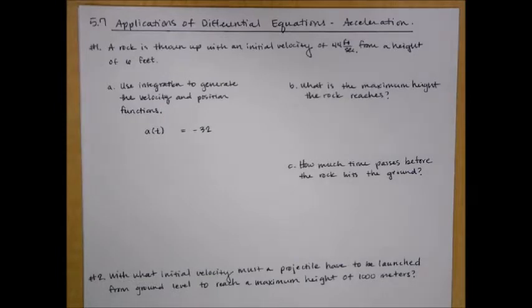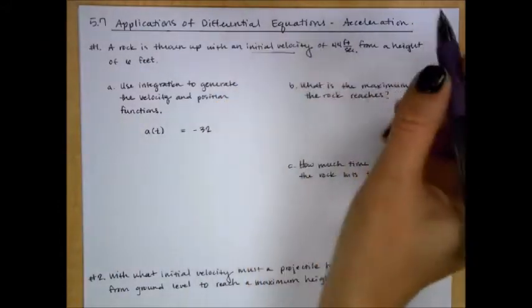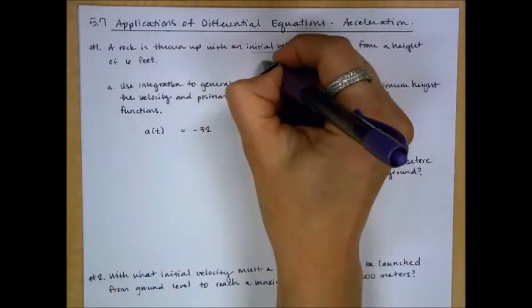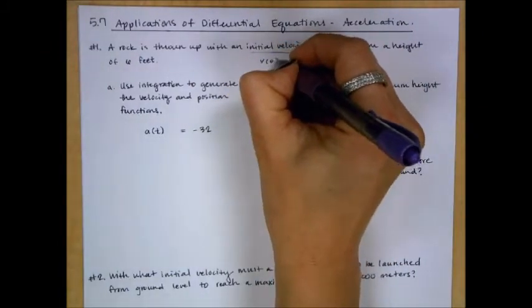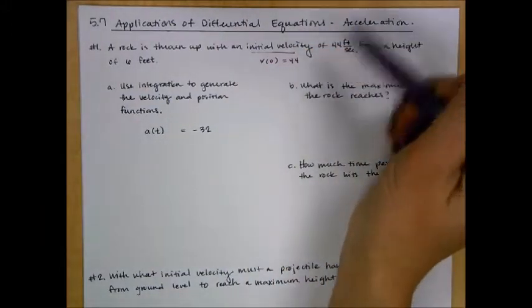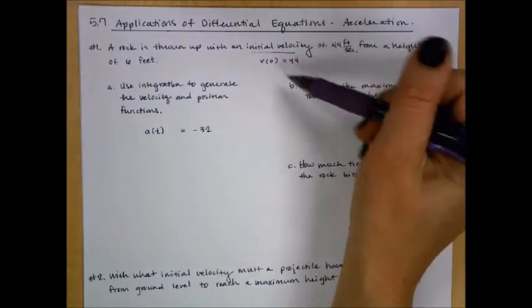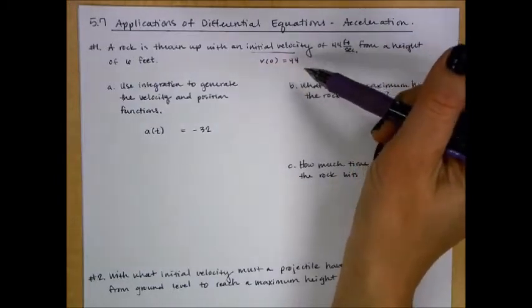So this first problem says a rock is thrown up with an initial velocity of 44 feet per second. So I'm going to make a note right now. Initial velocity of 44 feet per second is telling me that the velocity at time 0 is 44. This is also like being told the constant of integration for the velocity function.